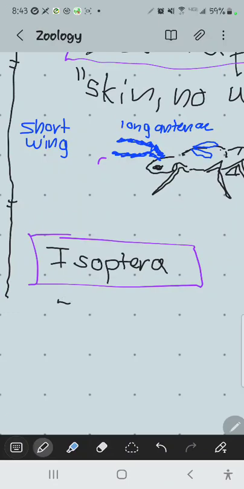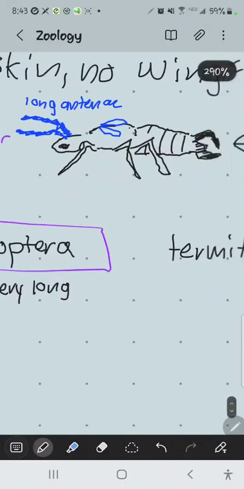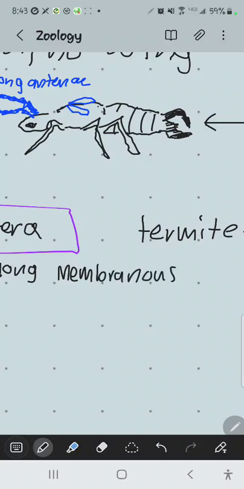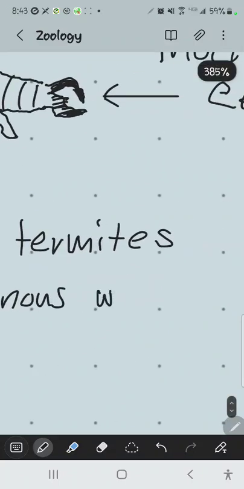Very long membranous wings. What that means is very long means the wings are longer than the body. In fact, usually the wings are like 2 or 3 times longer than the body. So here's the body of the insect, and the wings are almost like 3 times longer than the body. So usually what you see with an isopter is something like this.